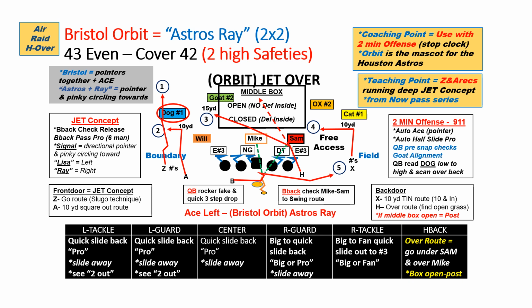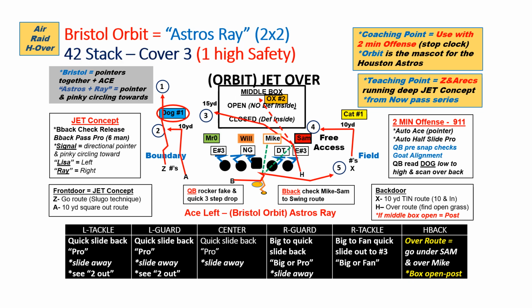Last is great with 2 minute is what we call our orbit, Bristol orbit. Real simple here. The Z is going to go ahead and run a sluggo go route to run the corner off hopefully, and then we'll go ahead and run a 10-yard square out with the A receiver right into the short side of the field on the sideline. Again, if the Will does a great job covering that underneath, then we see we can have the H back on the over right in that hole. And again, check down with free access to the 10 and the swing.